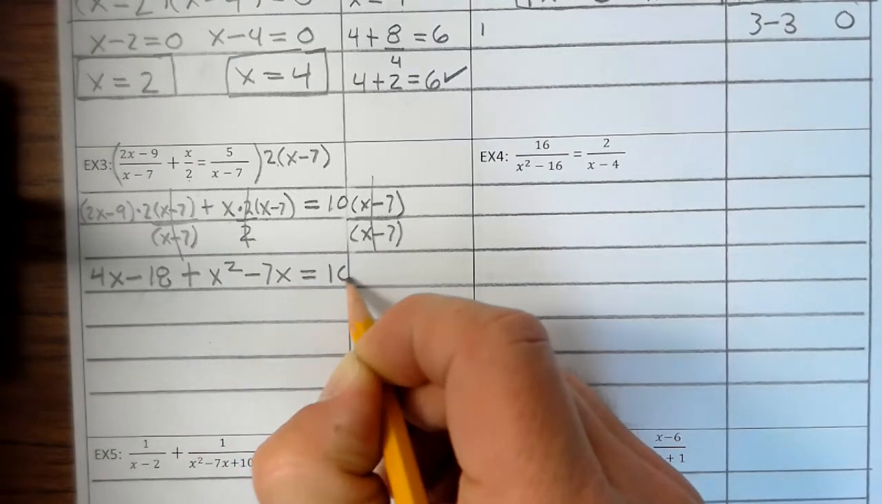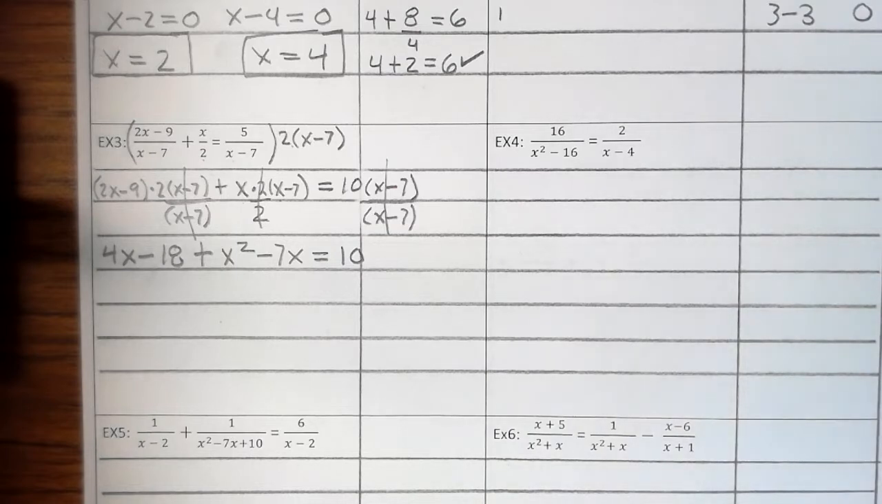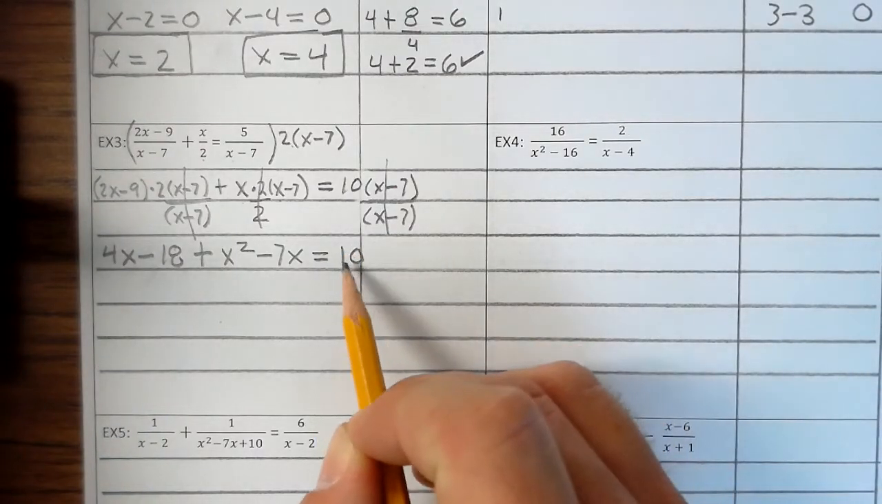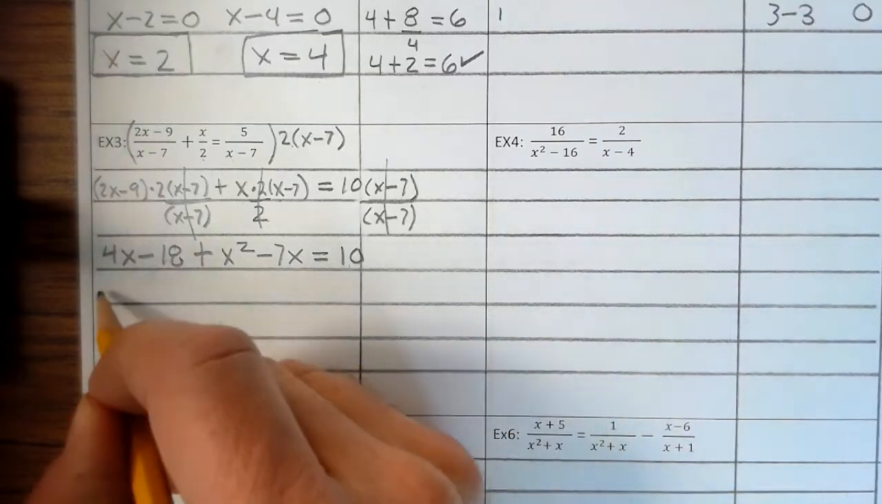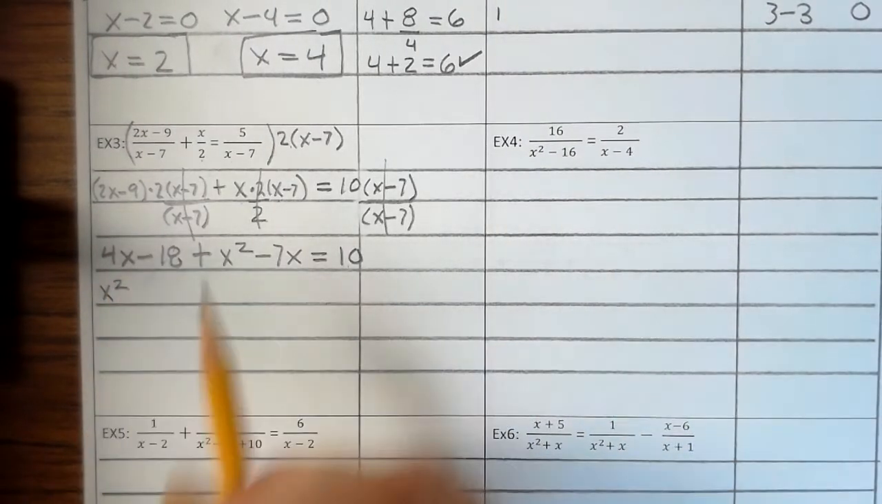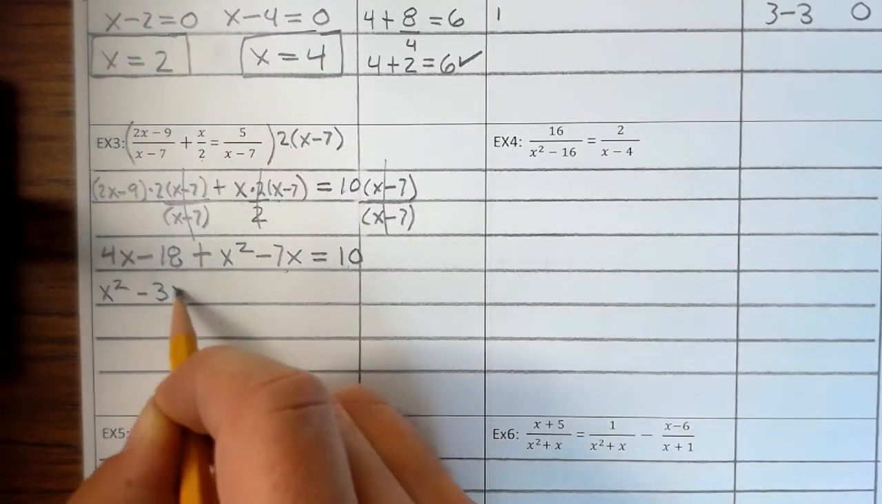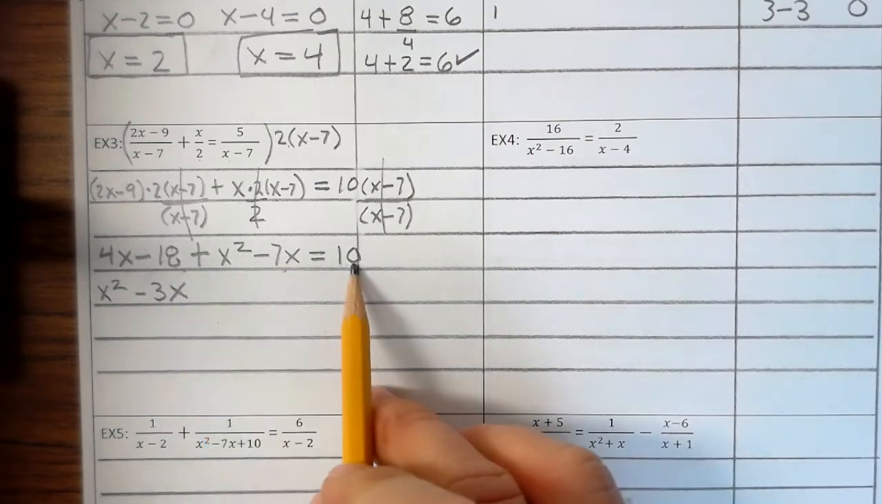Now we need to move everything to the outside. So we're going to subtract 10 from both sides. And then that's x squared. Combine 4x minus 7x is minus 3x. And then when you subtract 10 from negative 18, that's minus 28 equals 0.